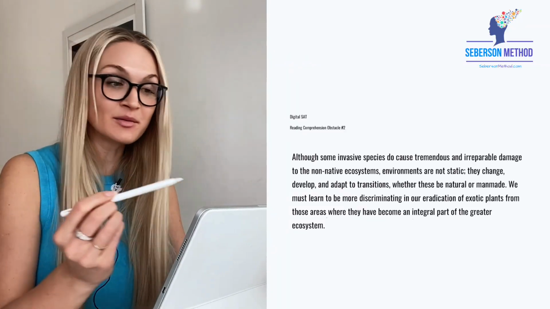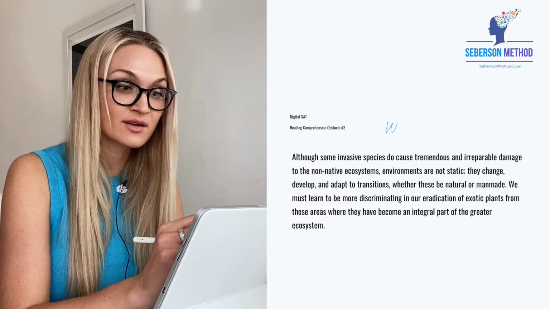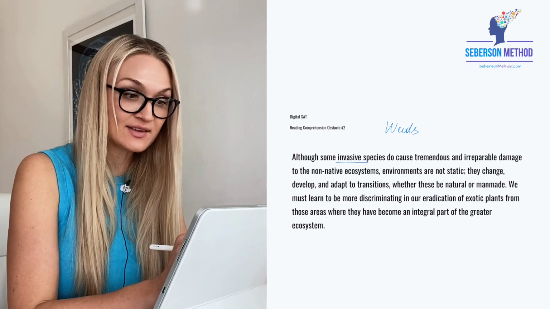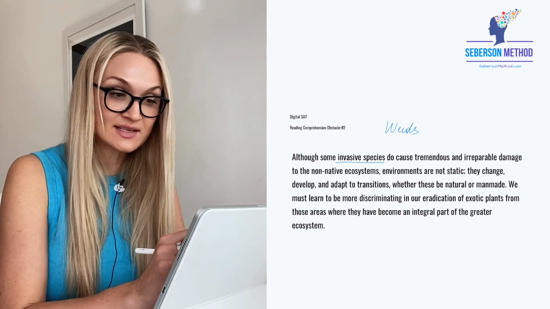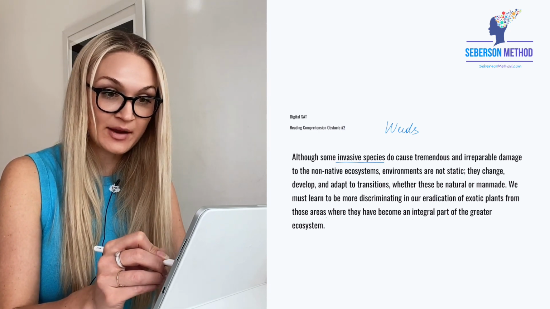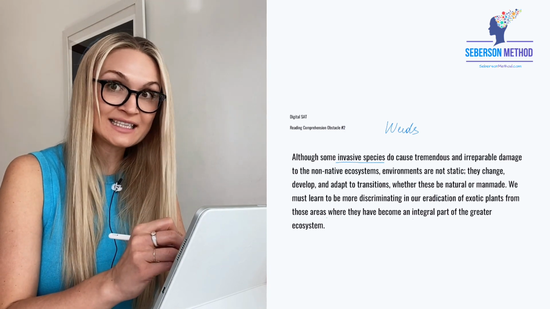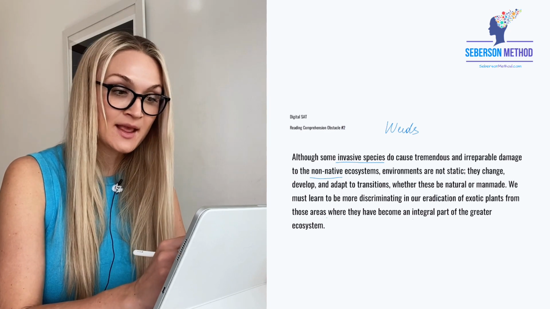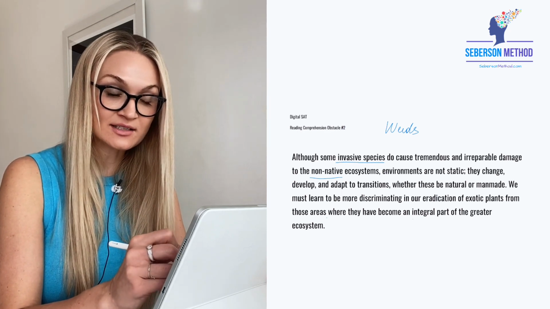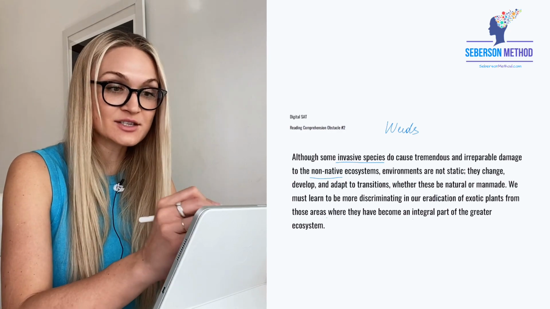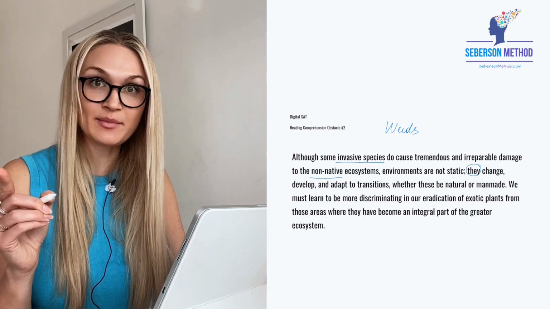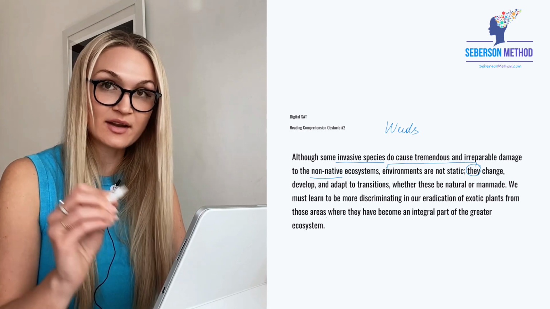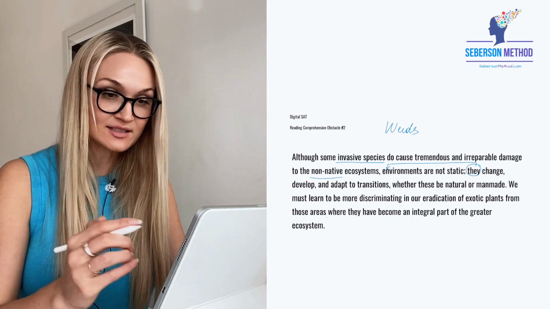As I'm reading, I should probably mention that the passage is called Weeds. Weeds is the same thing as invasive species. Although some invasive species do cause tremendous and irreparable damage to non-native ecosystems, non-native is the same thing as invasive. Ecosystems, environments are not static. So "they" is actually a pronoun, and this is something that we will talk about in obstacle number 3. Your job is to point "they" to environments, but let's hold that thought until obstacle number 3.